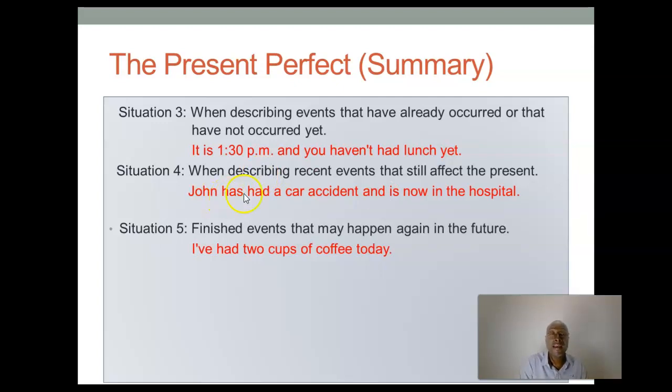So has had is the present perfect tense. Yes, you can use the verb have in the present perfect tense too. So you'll have it twice. You will have the auxiliary have plus the past participle of the verb have, which is had.